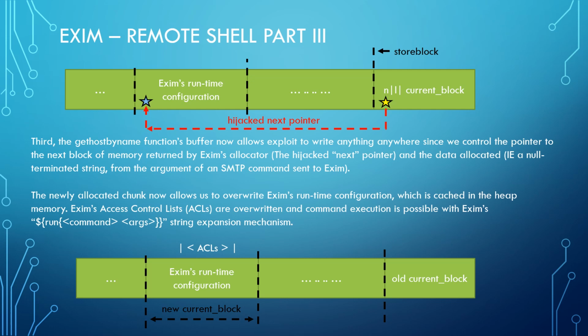With control of the next pointer and newly allocated chunk of memory, we can use the pointer to EXIM's runtime configuration, which is cached in the heap memory. This pointer will allow us to overwrite EXIM's ACL list and execute a command using a run function string function in the code.